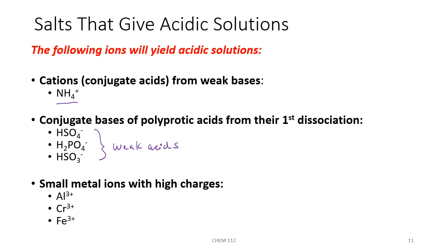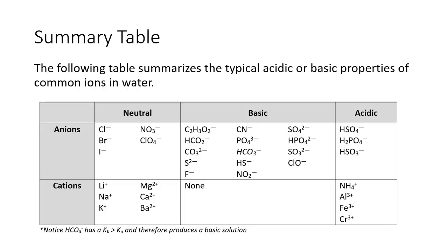And then any small metal ions that have a high charge. So some examples are aluminum 3+, chromium 3+, iron 3+. You could take a look at your acid-base ionization chart to see how many of those metal ions form complex ions with water ligands surrounding them. So they all will have some kind of a complex ion that forms that can interact with water. So all of those will give you acidic solutions if they're present in your salt.